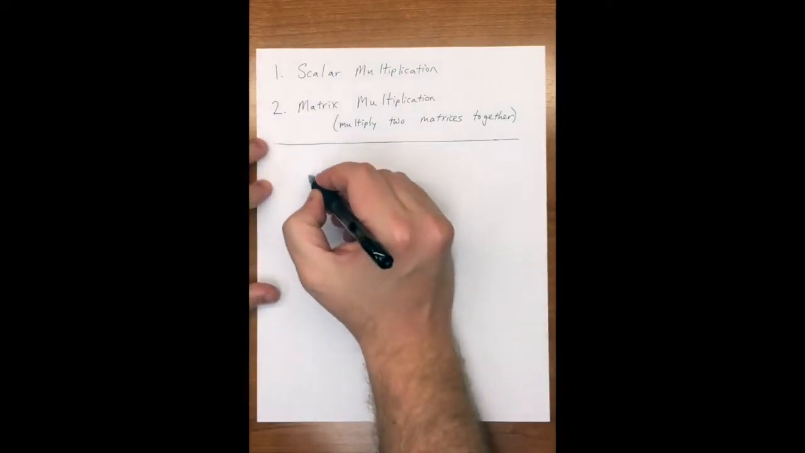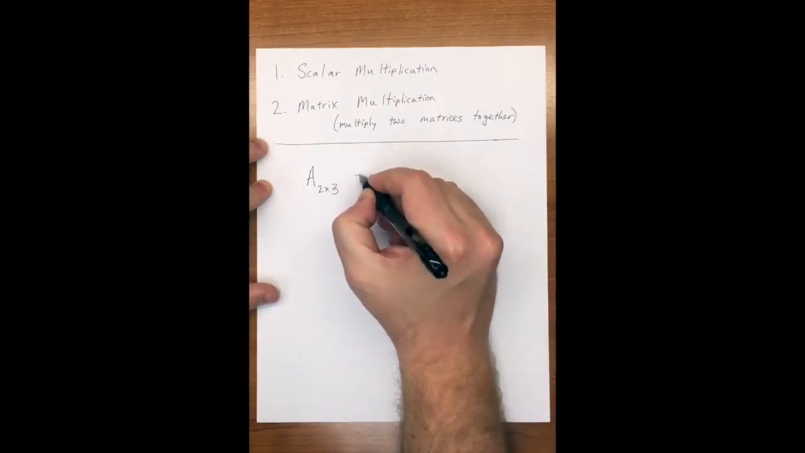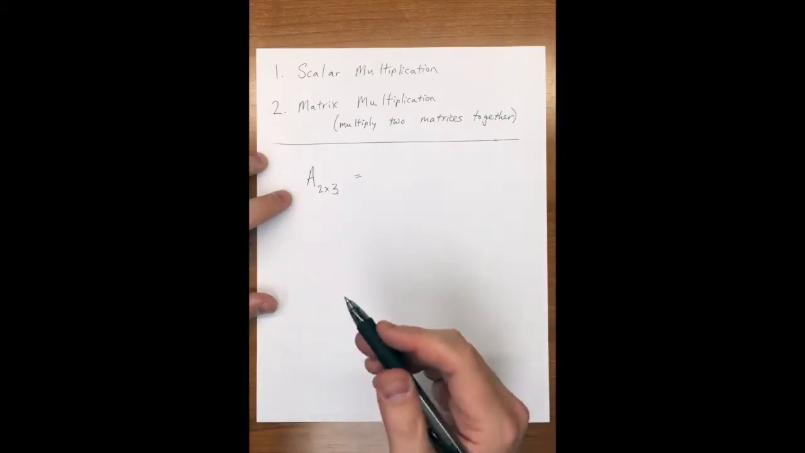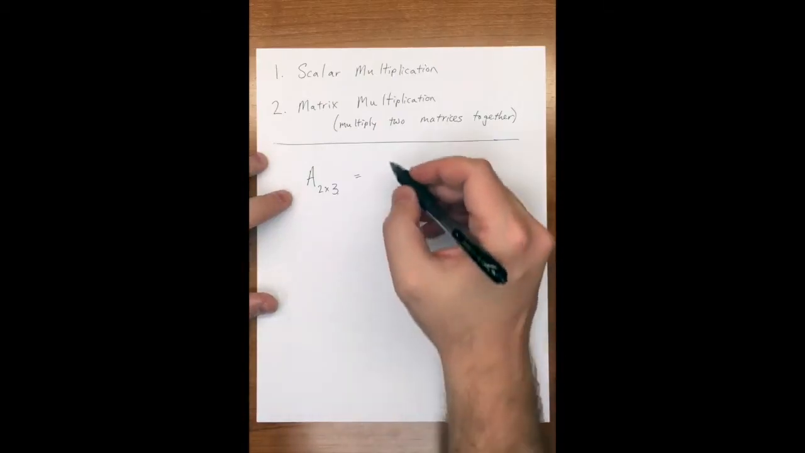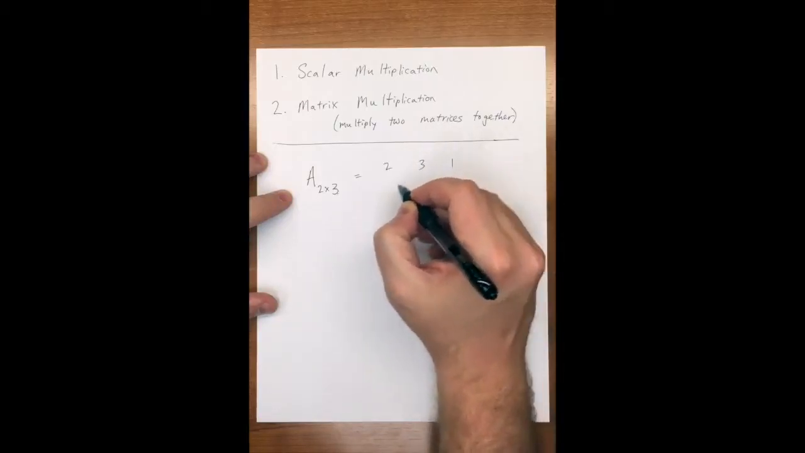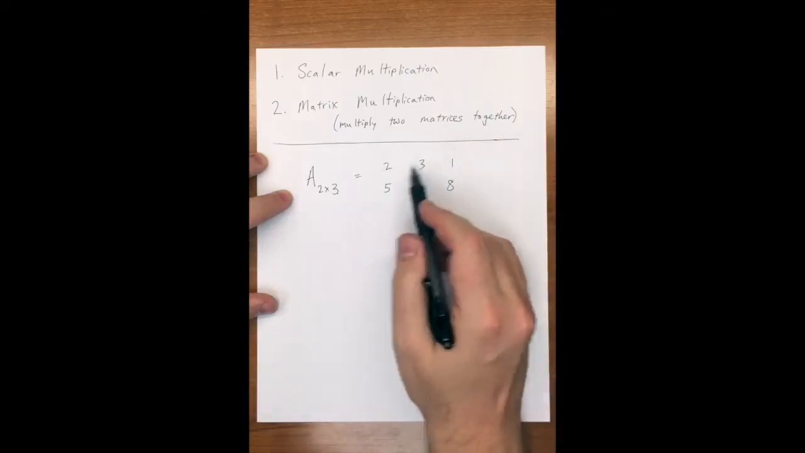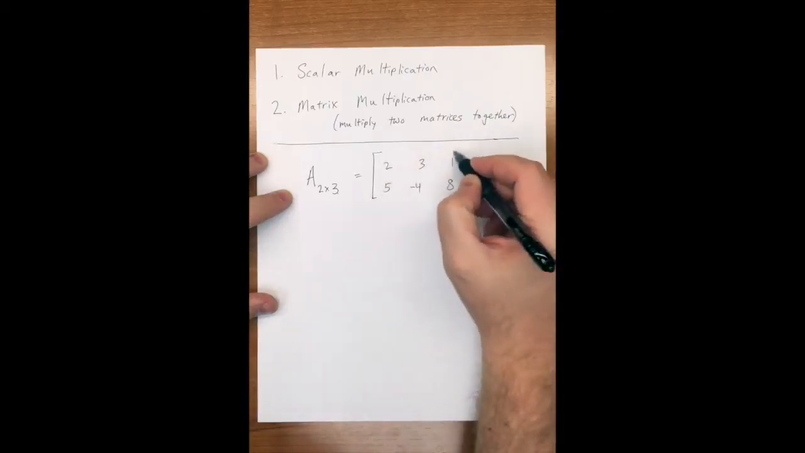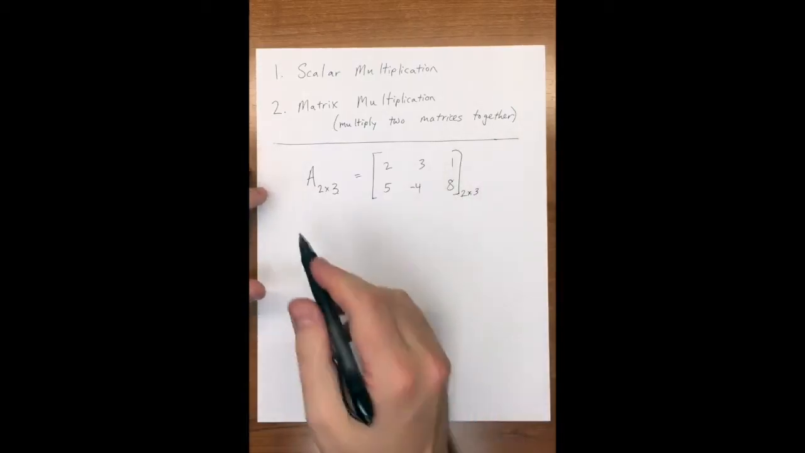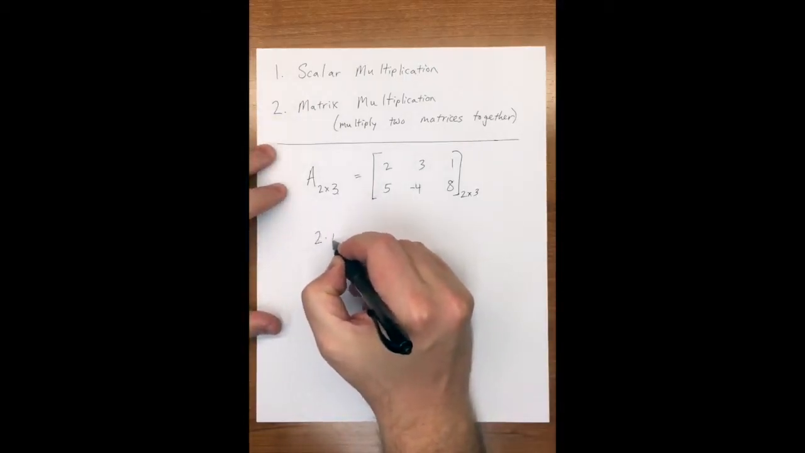So for example, if we have the matrix A, let's have A be a 2 by 3 matrix, and we'll just plug in some values here. Remember, a 2 by 3 matrix from the last video needs 2 rows and 3 columns. So we're going to just plug in some numbers: 2, 3, 1, 5, -4, and 8. So this has 2 rows, 3 columns. This is a 2 by 3 matrix. Scalar multiplication would say, what happens if you take the matrix A and just multiply by 2? So we're looking for 2A.